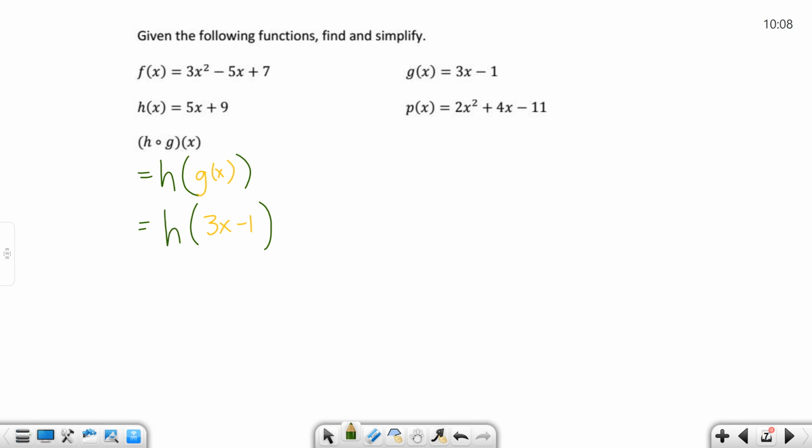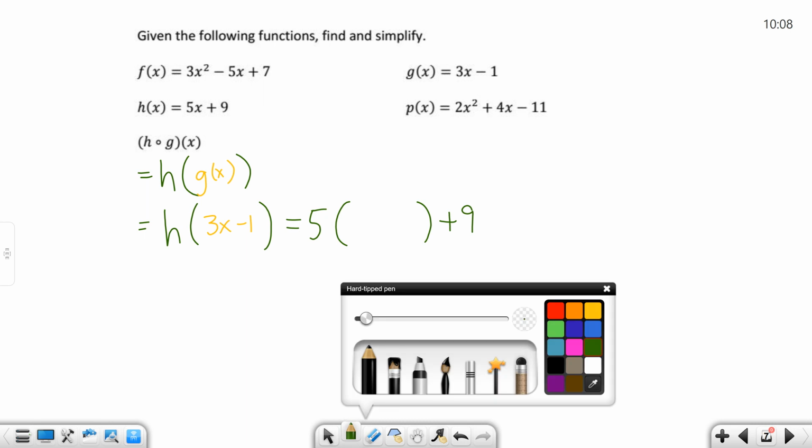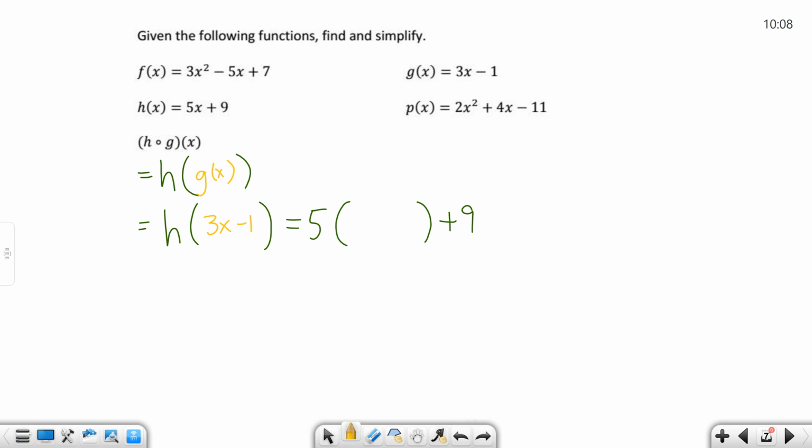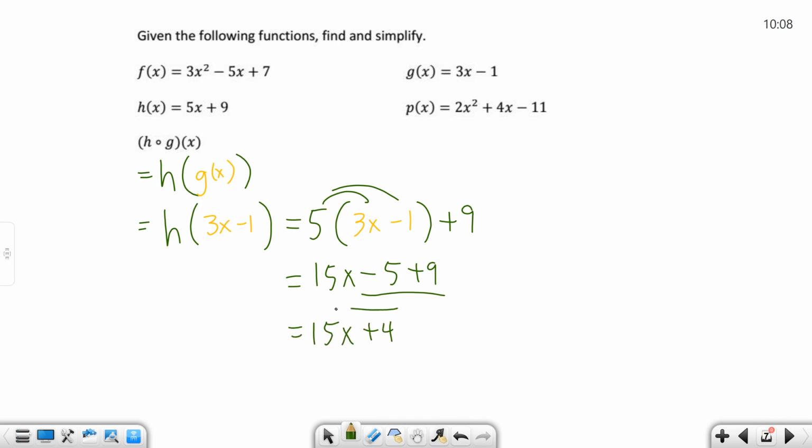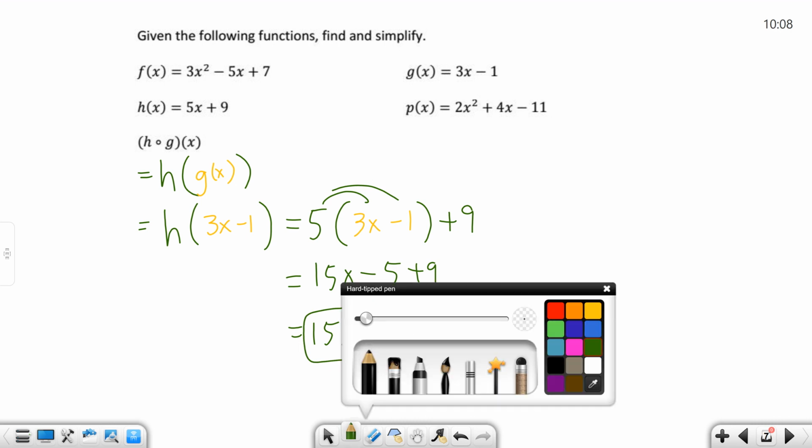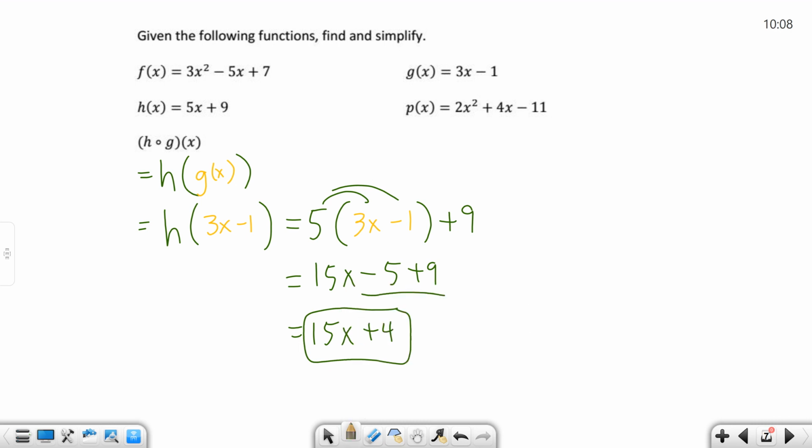H of 3x minus 1. And what is the rule for h? The rule for h is this one, right? 5 times something plus 9. What is that something? That goes here, right? So 3x minus 1. So then this becomes, when we distribute, 15x minus 5 plus 9. And then we have like terms to put together. We have 15x plus 4, or combine, add or subtract, however you want to say it. 15x plus 4 there.